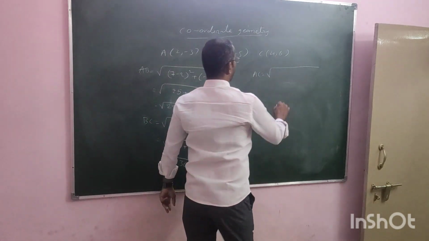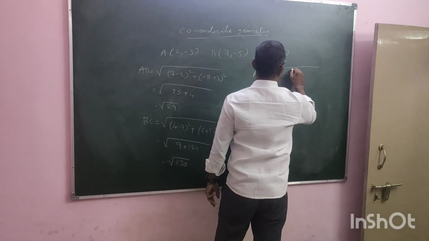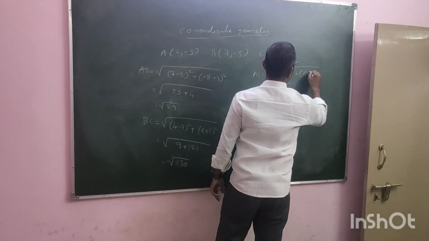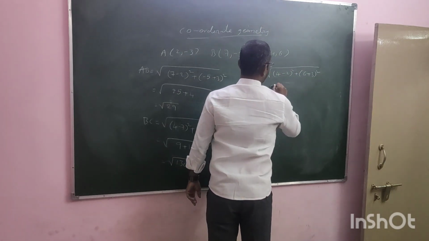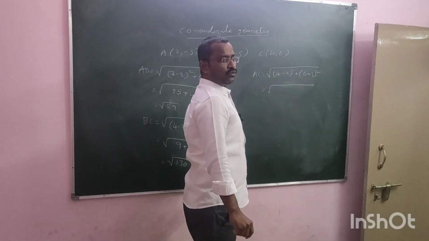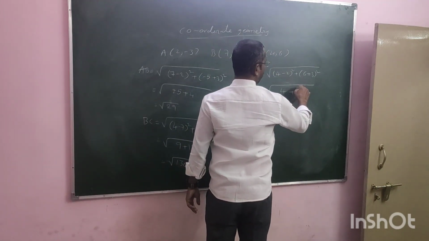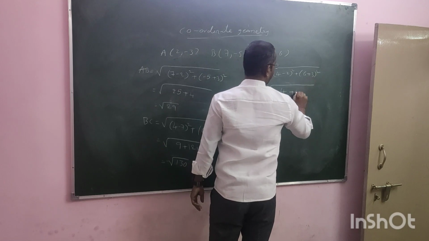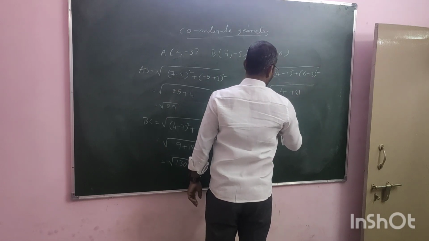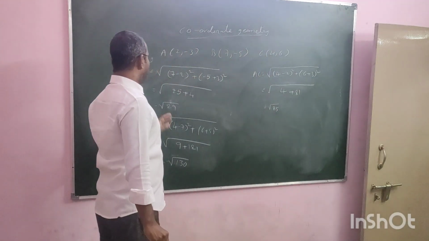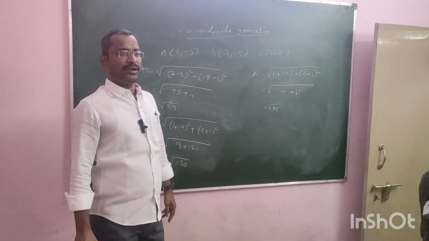4 minus 2 whole square. 6 plus 3 whole square. 4 minus 2 is 2, 2 square is 4. 6 plus 3 is 9, 9 square is 81. You get the root of 85. So AB, BC, CA is completed.